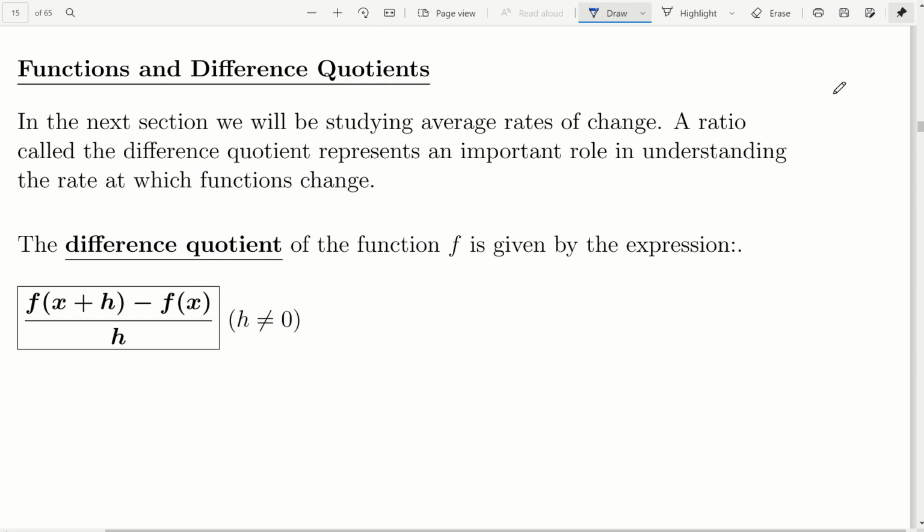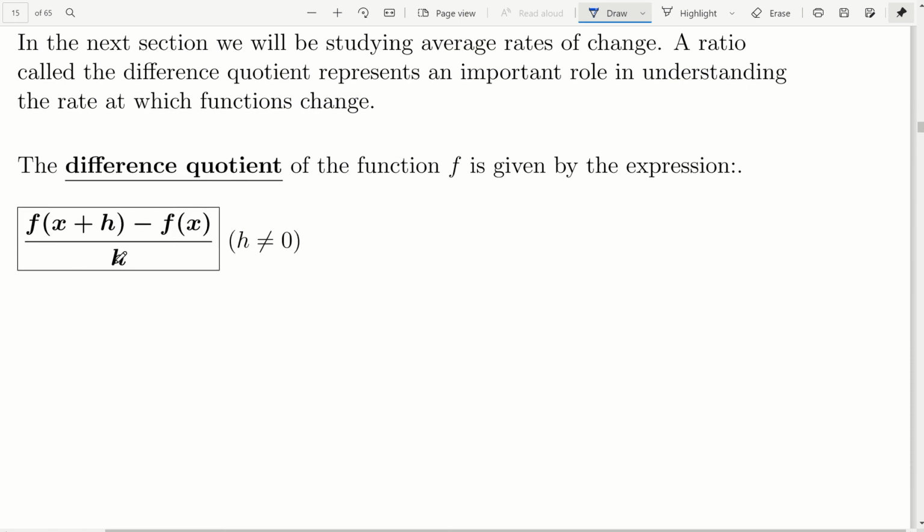One of the types of expressions we're going to work a lot with in this class, and which will be used in quite a few other classes, is an expression called the difference quotient. I'll actually derive this and show you where this formula comes from when we start to talk about average rate of change. But right now, please make sure you have this formula memorized. The difference quotient is f of x plus h minus f of x, divided by h.